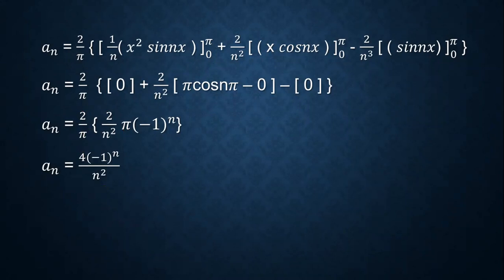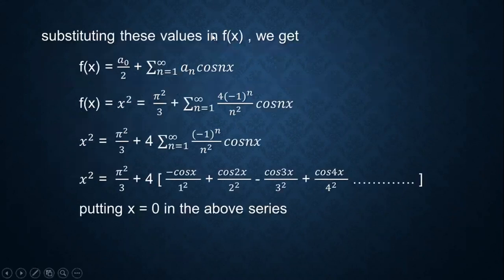The very important thing is the UV rule. If you carefully apply the UV rule and carefully do the simplification, you can easily apply the upper limit and the lower limit in the given function to get the an value. Finally, you have to substitute this a naught and an in the half range Fourier series expansion.